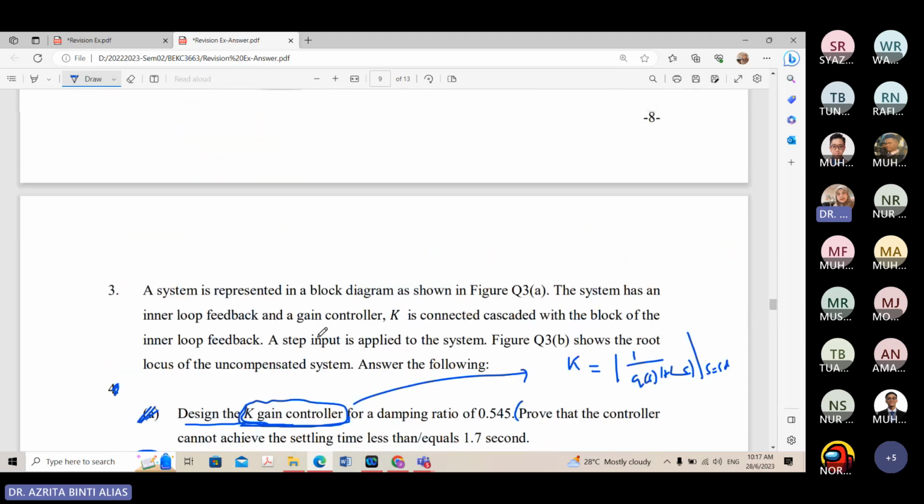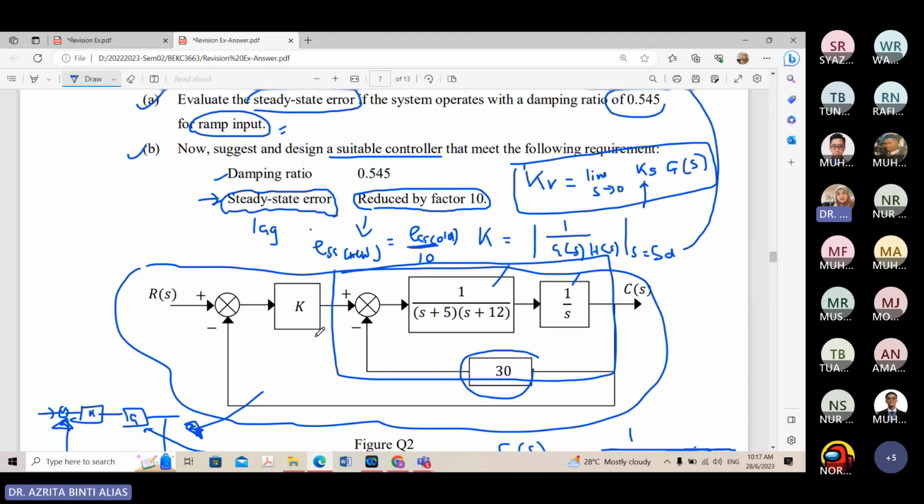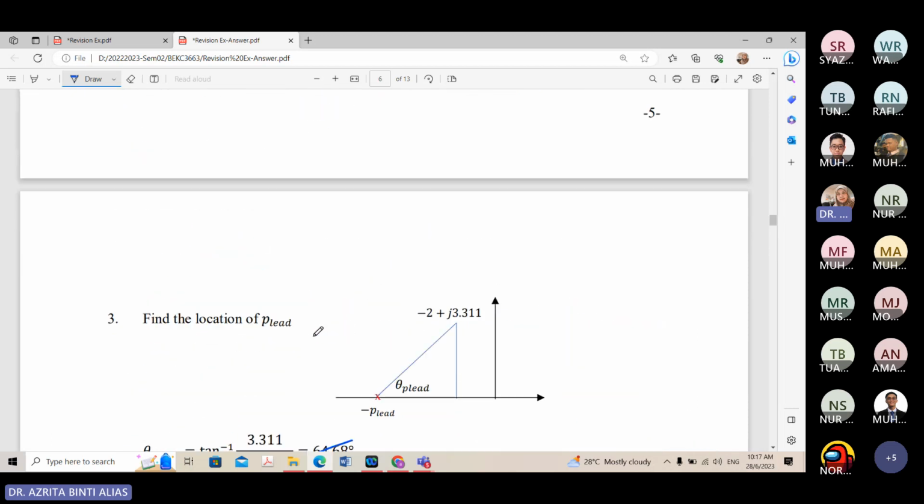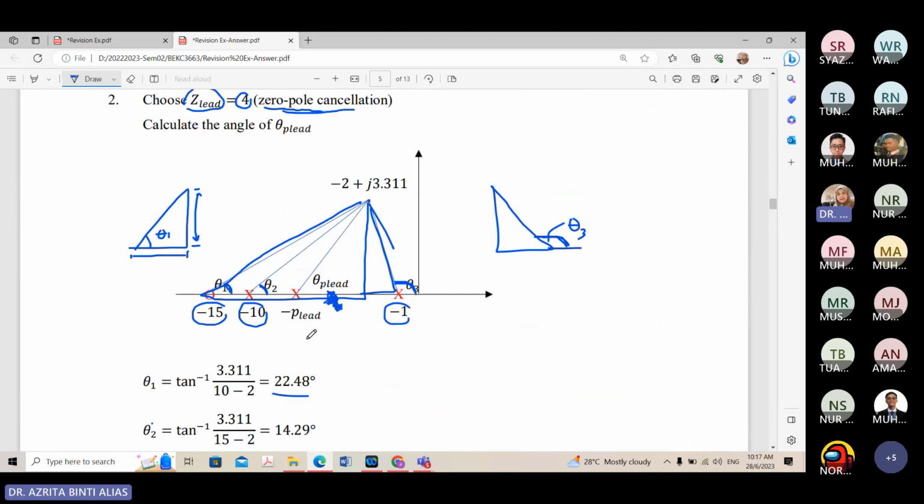So you need to nanti cuba buat. So I will upload the answer so you can check with your answer. So any question? Ada soalan tak?